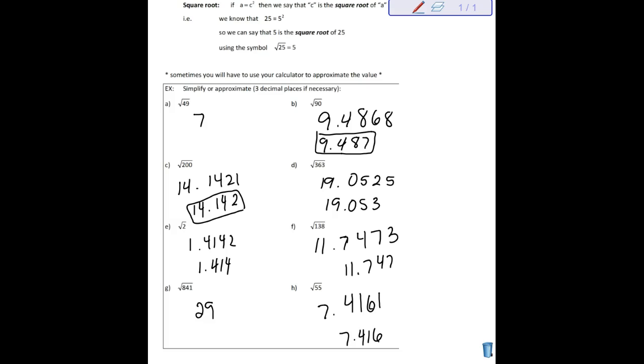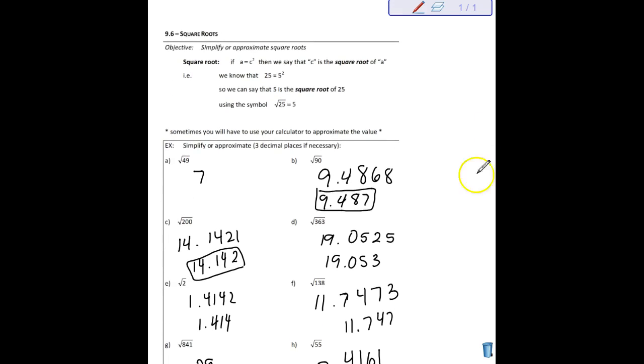So it's important that you learn how to take a square root using your calculator, and as you go along, you're going to become familiar with more and more numbers that have perfect square roots, like 841, or like 49, or like 25. Otherwise, approximate to 3 decimal places, round it to 3 decimal places, and you will be good to go. And that's how we work with square roots.